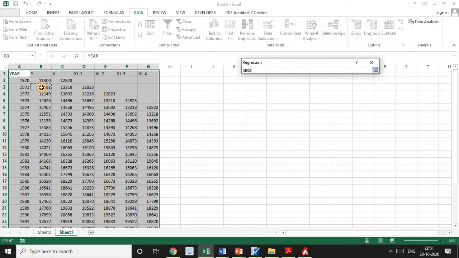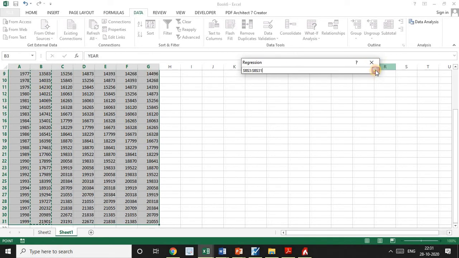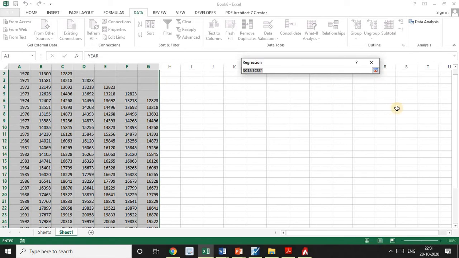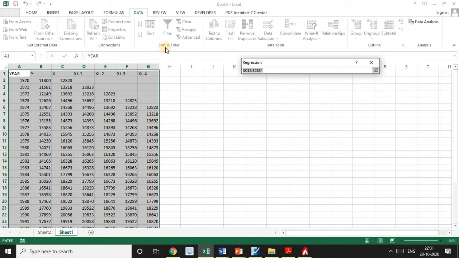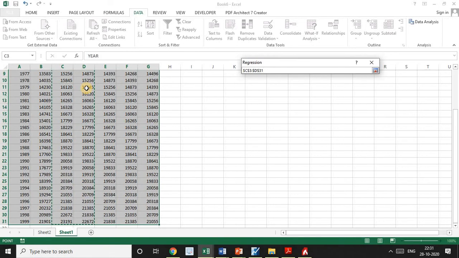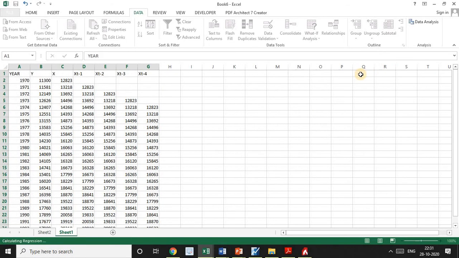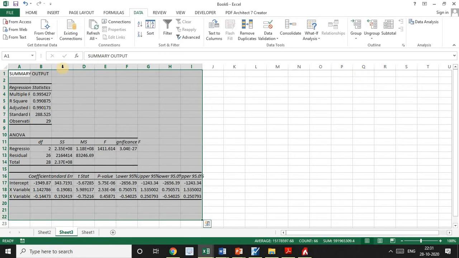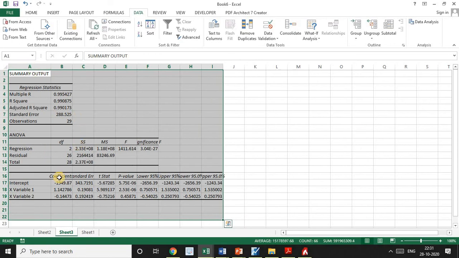Okay, this is my second regression. I am starting from here: Y, then I am taking xt, then xt minus 1. I have included one more lagged value. Okay, now you check it.